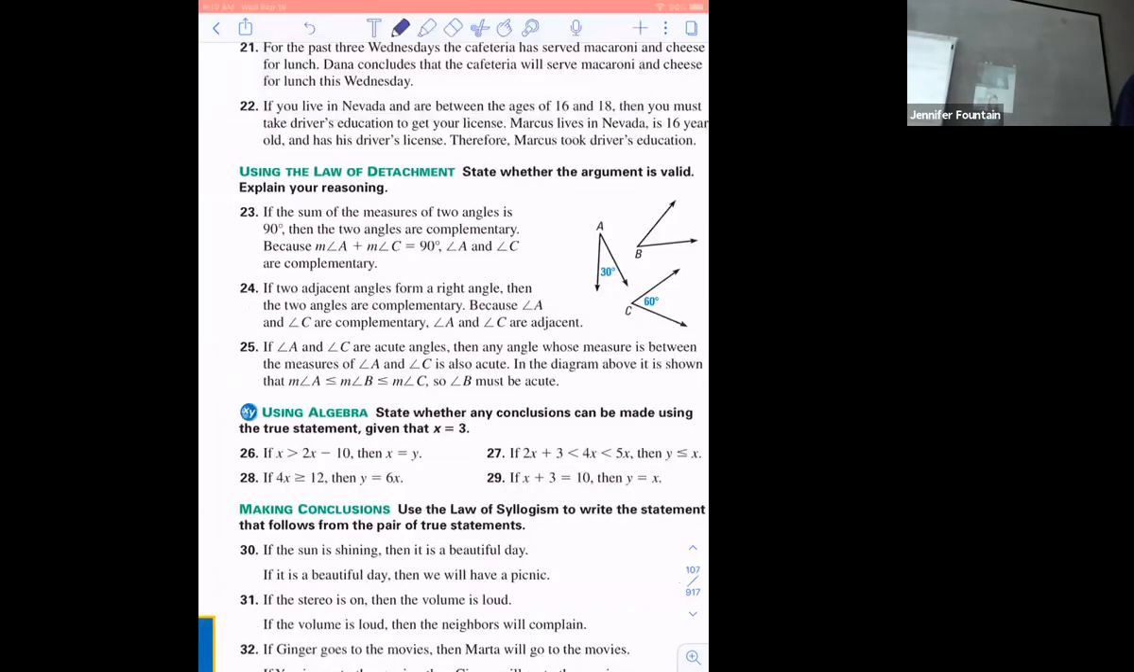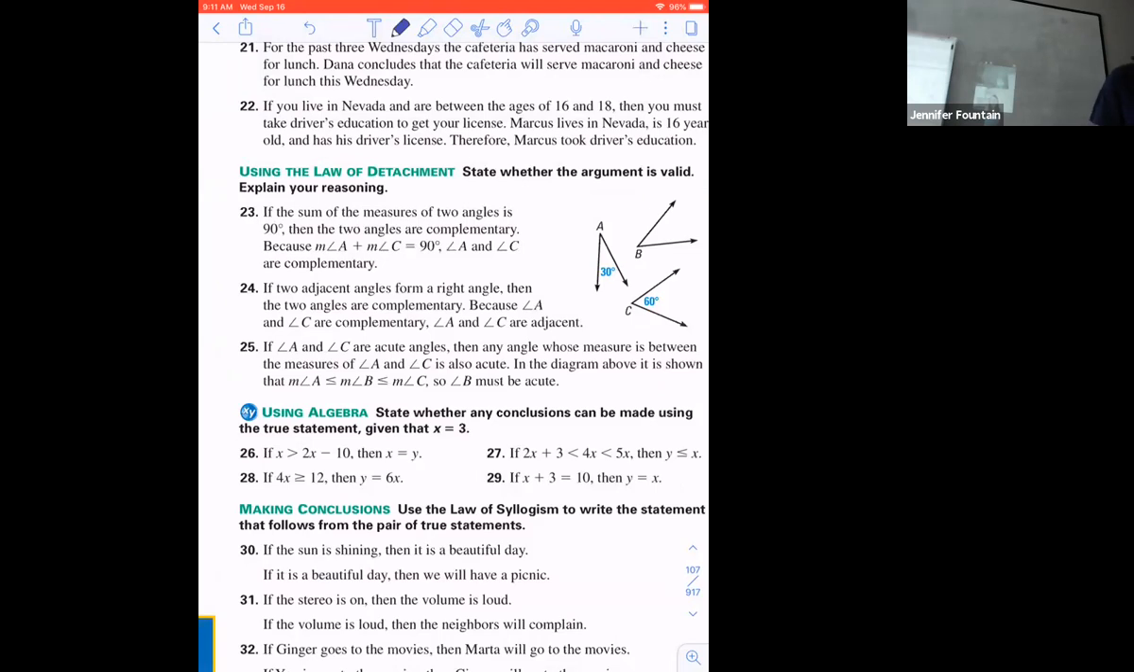Number 24. We're using this to state whether the argument is valid and explain your reasoning. So we've got our two pictures of angles A, B, and C. We can see that A measures 30 degrees, and another measures 60 degrees. So if two adjacent angles form a right angle, then the two are complementary. Because angle A and angle C are complementary, then angle A and angle C are adjacent.